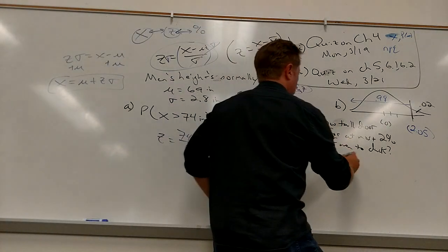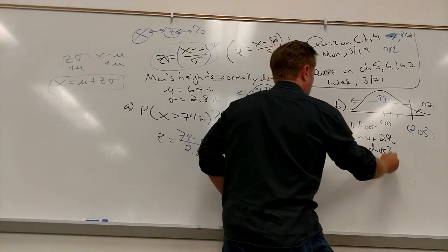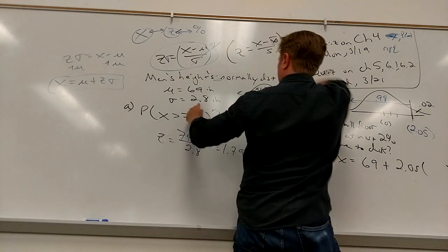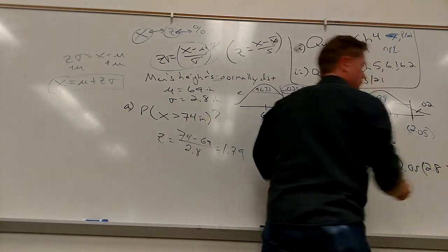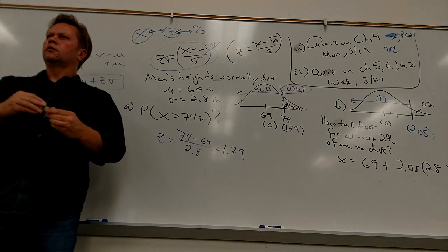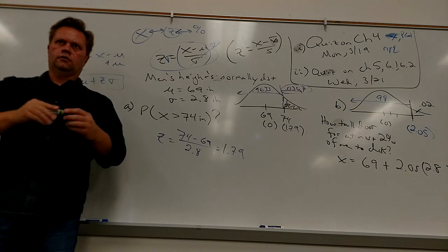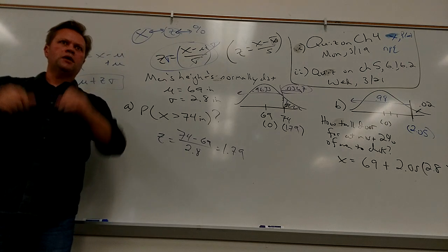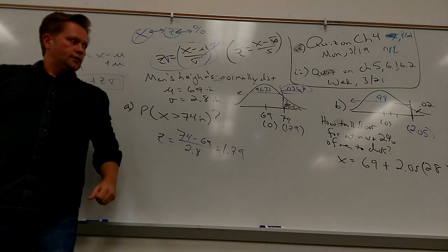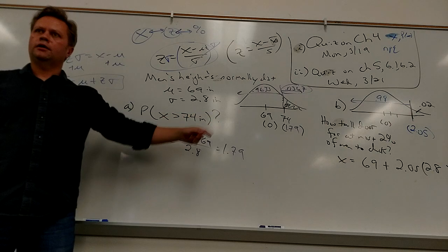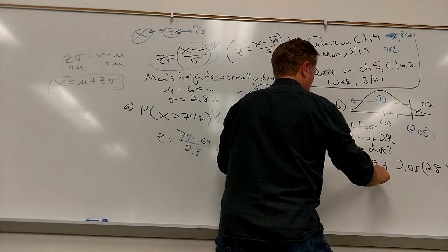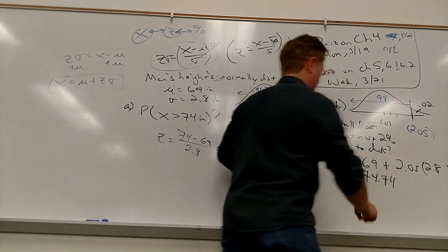So x is going to start at the mean and go 2.05 of these. Where do I end up? Just plug it in a calculator. 74.74. I like inches.